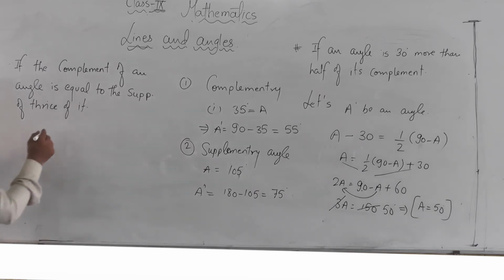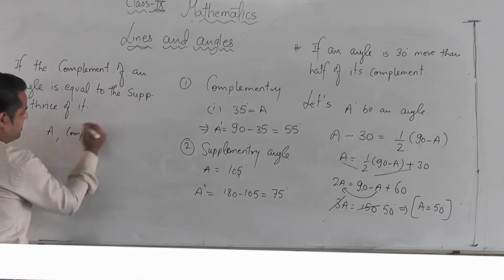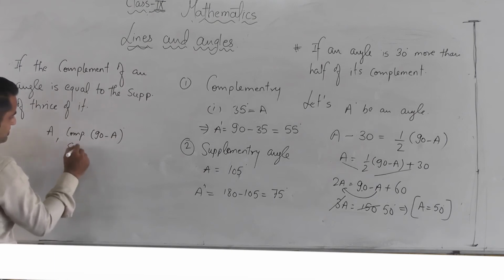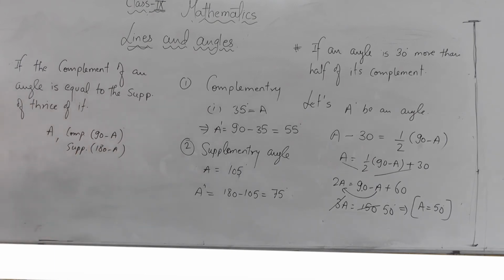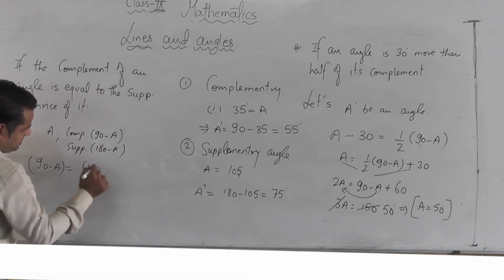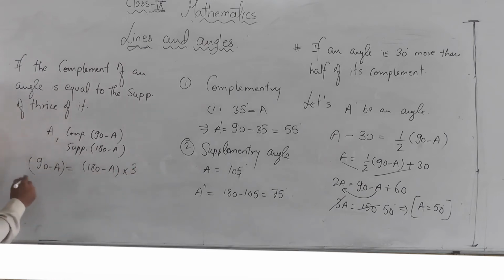See, if an angle is A, then its complement is 90 minus A, and its supplement is 180 minus A. Now what is the relation between them? It says that the complement of an angle, that is 90 minus A, is equal to the supplement of thrice of it. So we are keeping it equal.